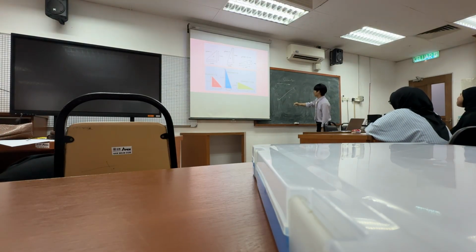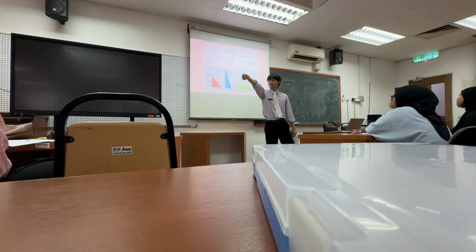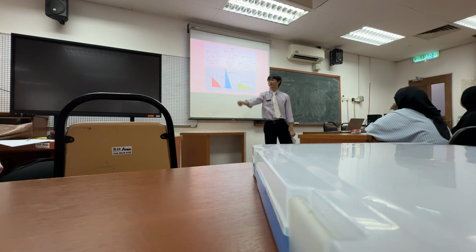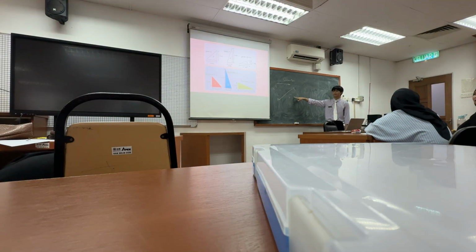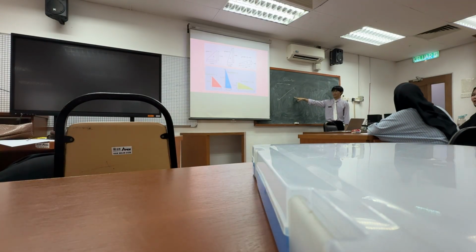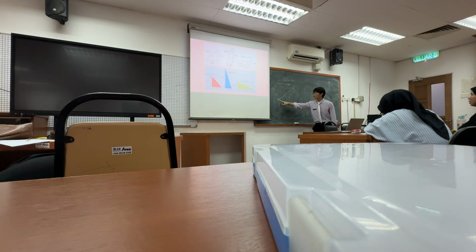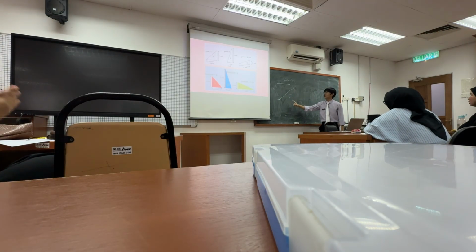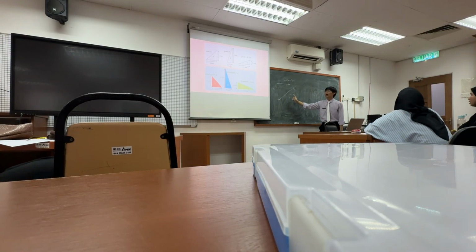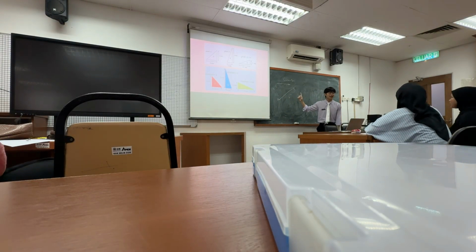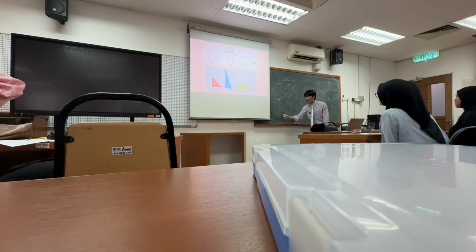Good. Because why is it positive? The girl there, with the blue tudung. Why is it a positive gradient? It's going to the right. When it's going from left to right, what increases? The height, or the vertical distance, is increasing. So that's why we define it as a positive gradient.